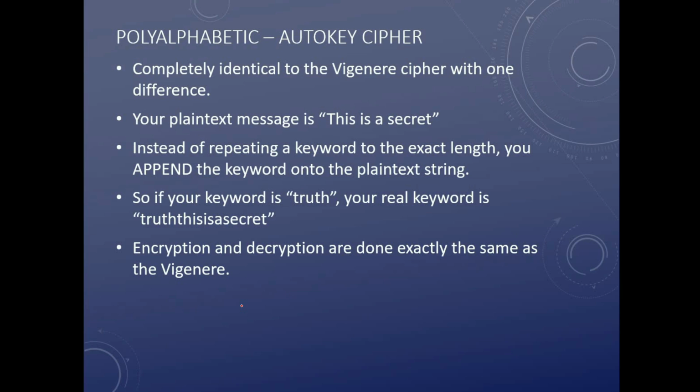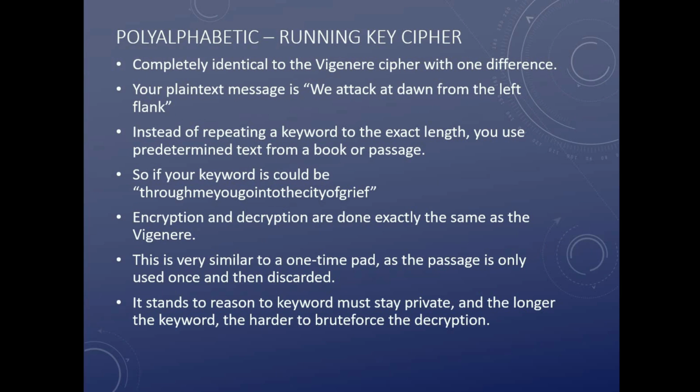Alright, the very last one from transposition ciphers to running key ciphers. Again, done exactly the same way as the standard Vigenère. I increase the length of the plain text message: we attack at dawn from the left flank. But we don't use a word, and we don't repeat it, and we don't append. What we do is we use some predetermined text from a book or from a passage. So I picked one from my favorite book: "Through me you go into the city of grief," from Dante's Inferno. That is your keyword.